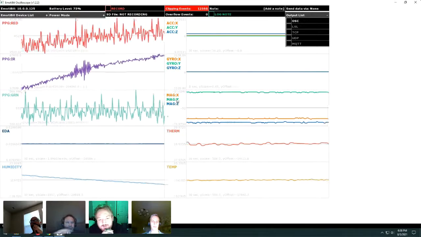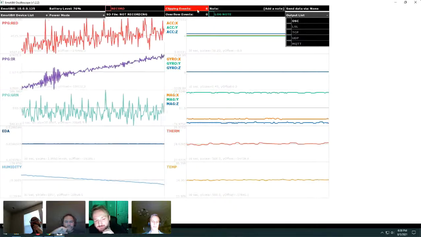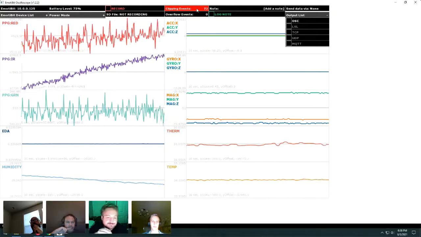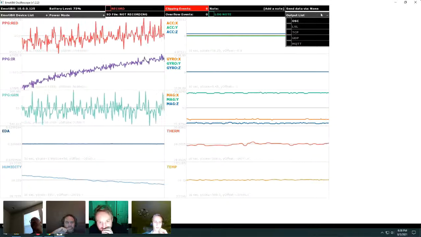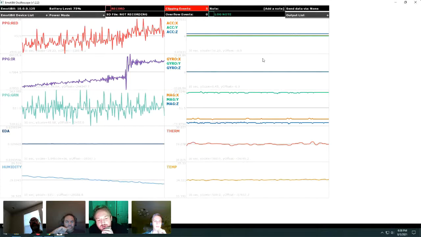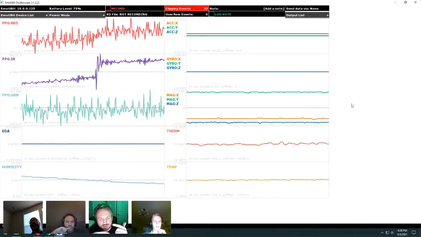What other questions do y'all have about Galea before we move on to something else? What does clipping events mean up here? Oh, never mind. I guess we move on to something else. No, I mean the Galea. I'm just talking about this particular output. You were talking about eye tracking before we got sidetracked.